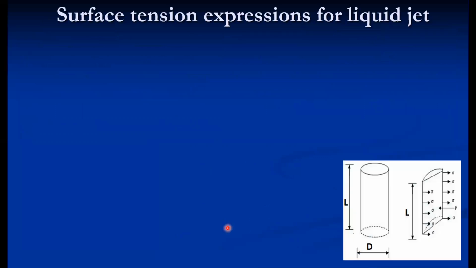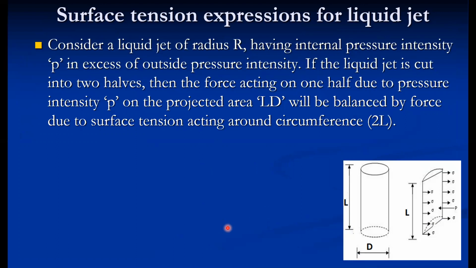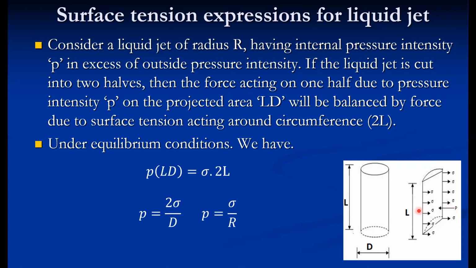Thirdly, the expression for a liquid jet. If we consider a liquid jet of radius r having internal pressure P in excess of outside pressure intensity, and again cut it into two halves, then the force acting on one half is due to pressure intensity P on the projected area. Here the projected area is L into D, and that will be balanced by the force due to surface tension acting on the circumference. The circumference is only 2L.